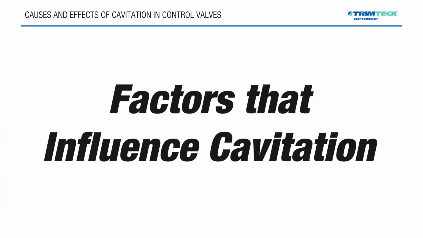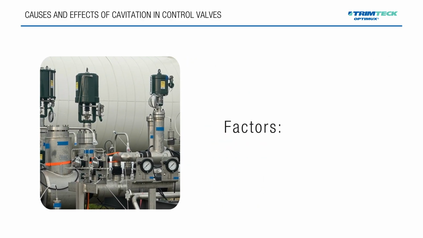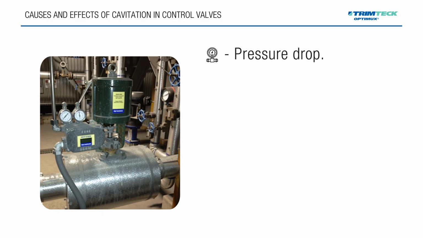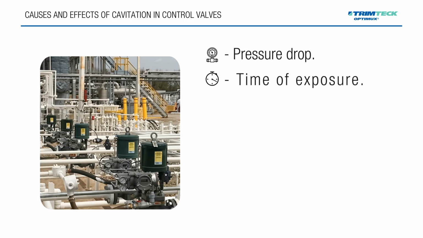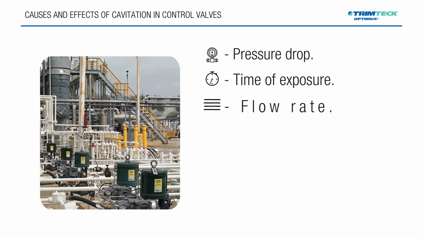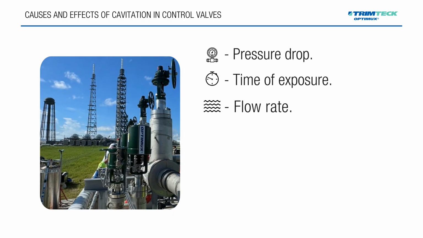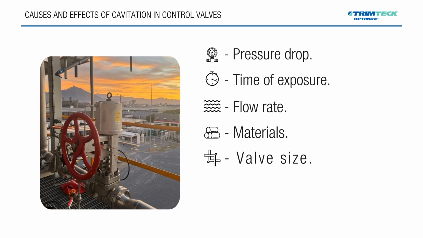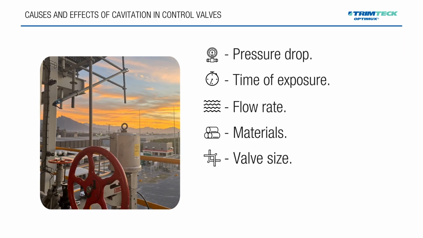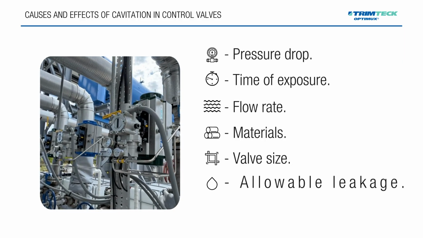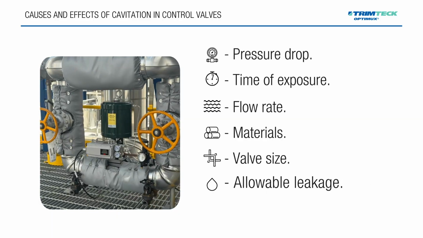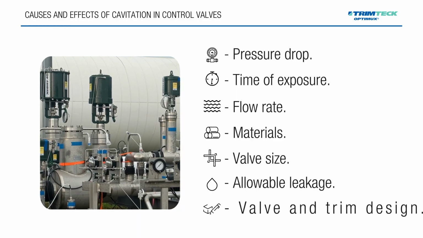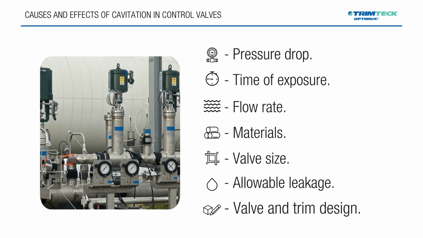Unchecked, cavitation can shorten valve life dramatically and cause unplanned downtime, leaks, and process instability. Factors that influence cavitation. How severe cavitation becomes depends on several factors. Pressure drop. Greater drops mean greater risk. Time of exposure. Continuous operation accelerates wear. Flow rate. Higher flows intensify cavitation. Materials. Hardened trims last longer. Valve size. Increasing the size of a valve often increases the likelihood of cavitation damage. Allowable leakage. The lower the leakage class of a control valve when it is closed, the more likely it will suffer damage from cavitation. And of course, valve and trim design, the key to prevention.